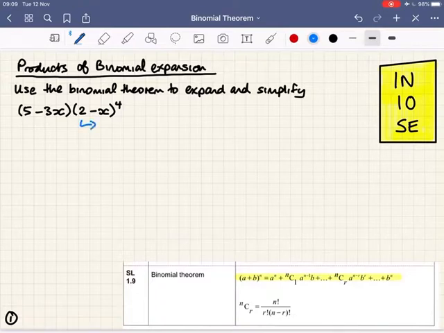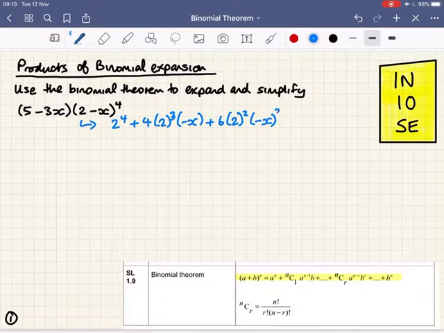So we know that 2 minus x to the power of 4, just using the formula underneath, is going to be 2 to the power of 4 plus 4C1, which is 4, 2 to the power of 3 times minus x, and then plus 6 because that's 4C2, 2 to the power of 2 and minus x all squared, and then back to 4 because we're at 4C3 now, times 2 times minus x to the power of 3, and then finally minus x to the power of 4.